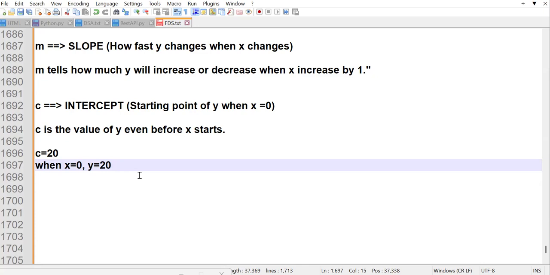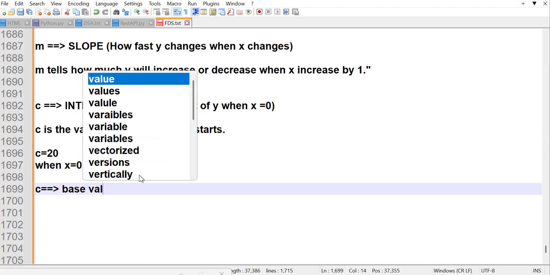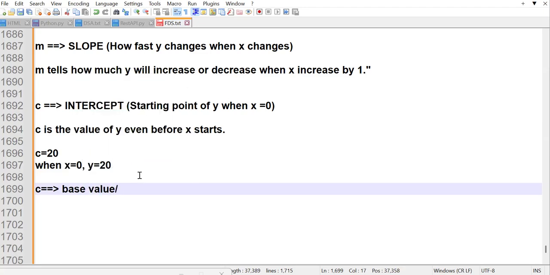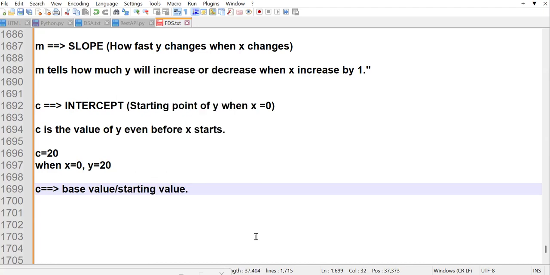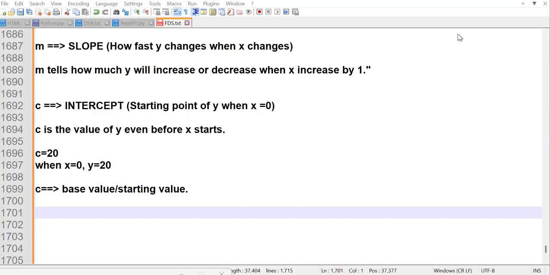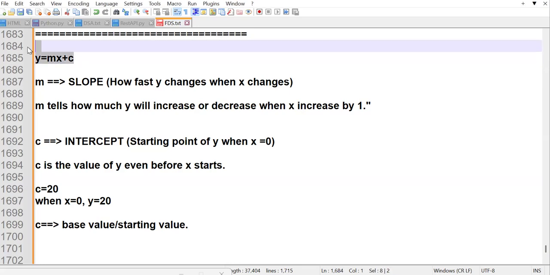Right, so I hope you are understanding. So what can we say C is? C is a base value, or the starting value. Okay, I can understand you guys are not able to understand C, M, and this y equals mx.